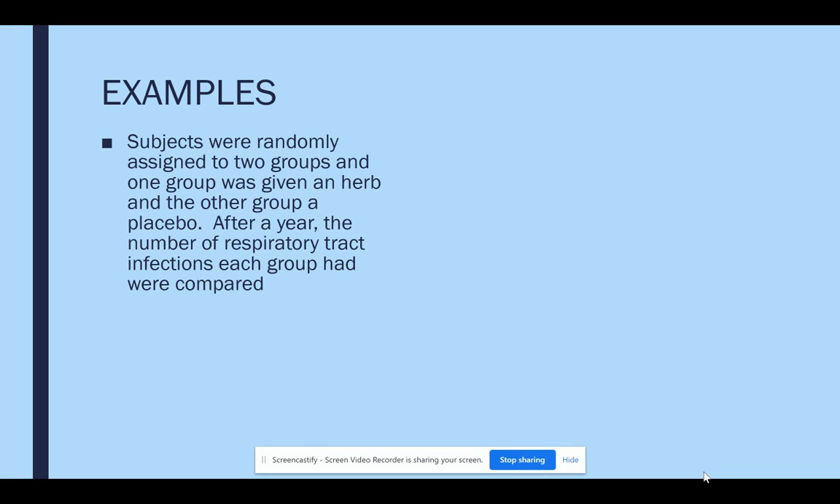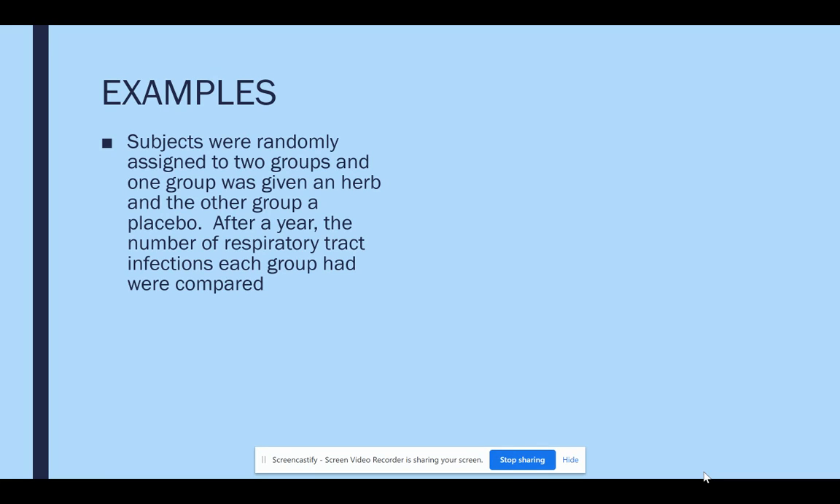So scenario 1 says, subjects were randomly assigned to 2 groups, and one group was given an herb and the other group a placebo, a fake drug or fake herb. After a year, the number of respiratory tract infections each group had were compared. Okay, so if we stop and think about it and we're trying to decide, is this an experiment or is it observational?